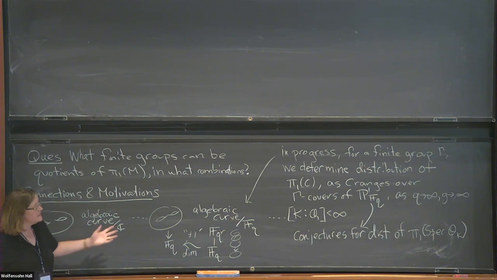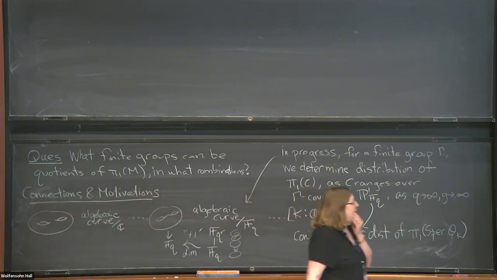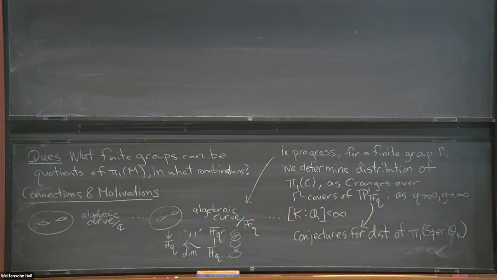And one of the things that happened already that you can see in our conjectures for the distribution of class groups, which are the abelianization of this fundamental group, is that there are certain things that are possible and certain things that are not possible. And that's one of the big changes from the previous conjectures of Cohen, Lenstra, Martinet, where they sort of conjectured everything happens with some positive probability.